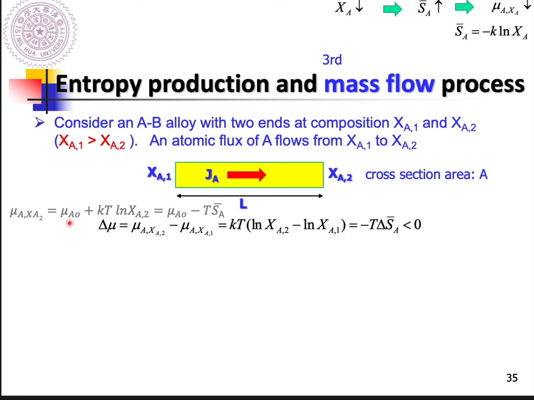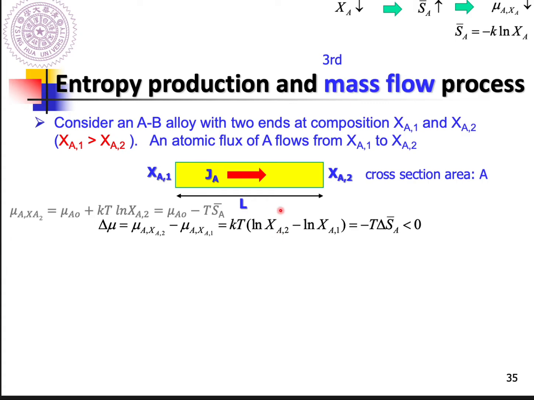That means the chemical potential of atom A in pure A metal plus kT log XA2. So we just substitute this here and minus this term. This mu A at XA1 also has mu A0, right? So it equals mu A0 plus kT log XA1. So drop the same term out, and the only thing you are left with is kT log XA2 minus kT log XA1.